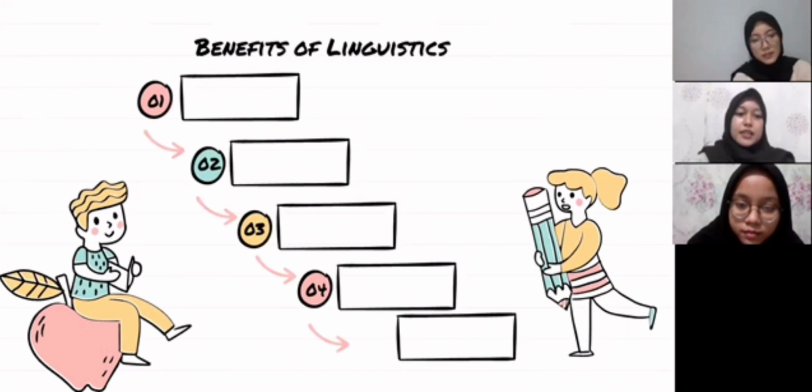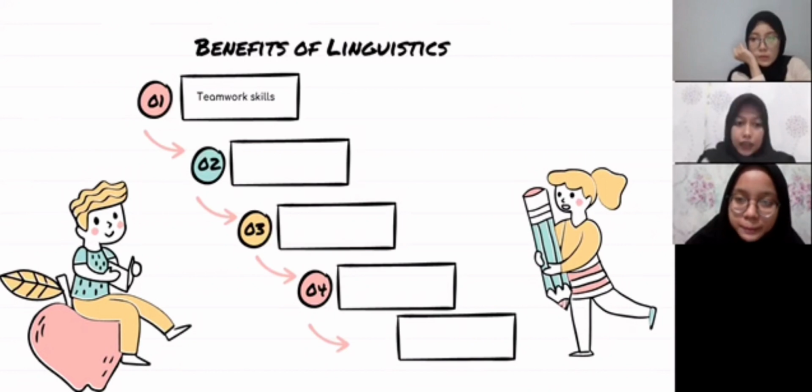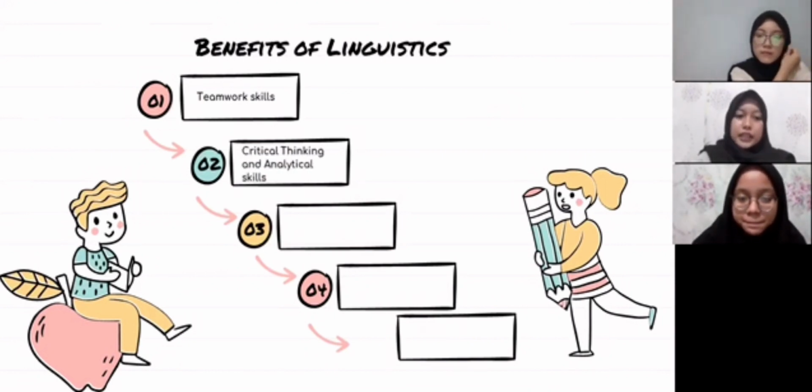And next, linguistics has benefits. First, teamwork skills. Linguistics research involves talking with native speakers of different languages and collaborating with a team to develop experiments. Linguistics is a global science, so the community is a diverse team. And the second, critical thinking and analytical skills. Linguists are engaged in the scientific research process, from finding data, analyzing them, and then forming conclusions regarding patterns or regulations.